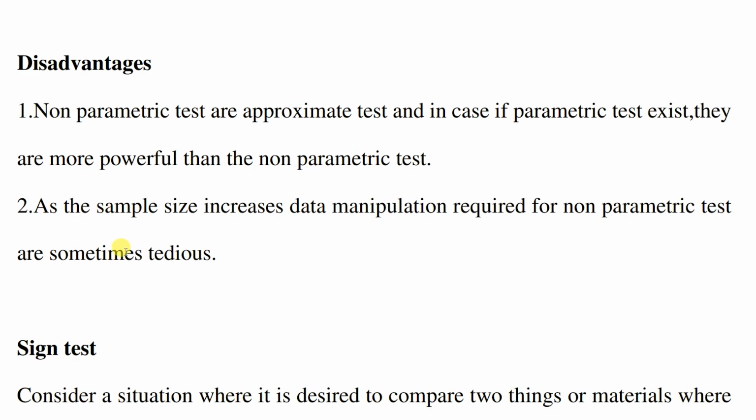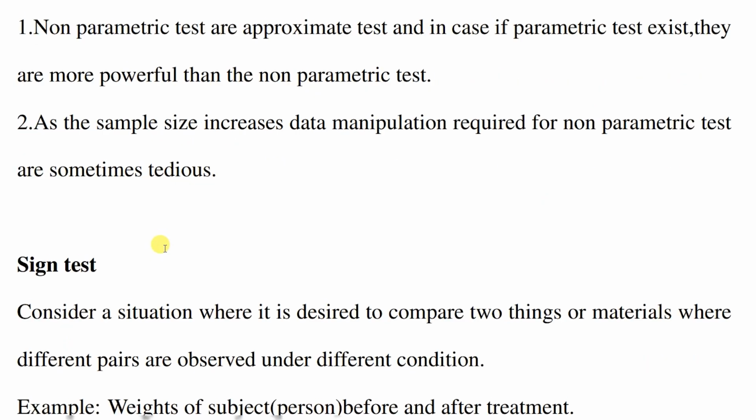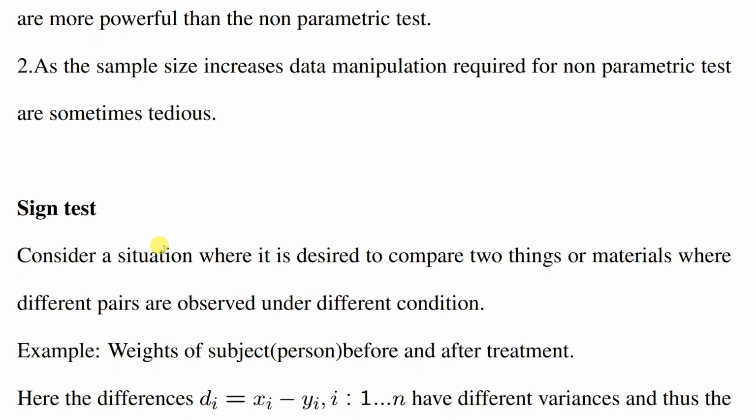Disadvantages of non-parametric test: non-parametric tests are approximate tests, and in case a parametric test exists, it is more powerful than the non-parametric test. As the sample size increases, data manipulation required for non-parametric tests is sometimes tedious. Now we move on to the types of the non-parametric test. There are several types of non-parametric test. There are sign test, median test, Wilcoxon's sign rank test.